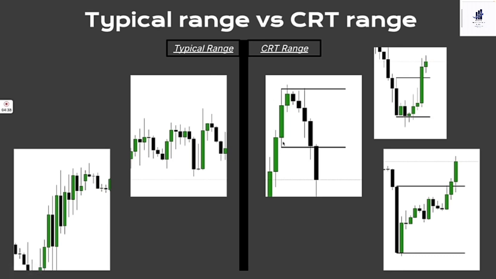So we form a range high and low. Turtle soup the high, targeting the range low. This example, we form a range high and low. We turtle soup the low. We wicked below. So this is bullish, targeting the opposing end of the range. Same thing here. Formed a range high and low. Turtle souping the low. Bullish, targeting the opposing end of the range. So do you guys see how the CRT ranges are very, very easy to see compared to a typical range? Focus on trading CRT ranges. Filter out your trades.